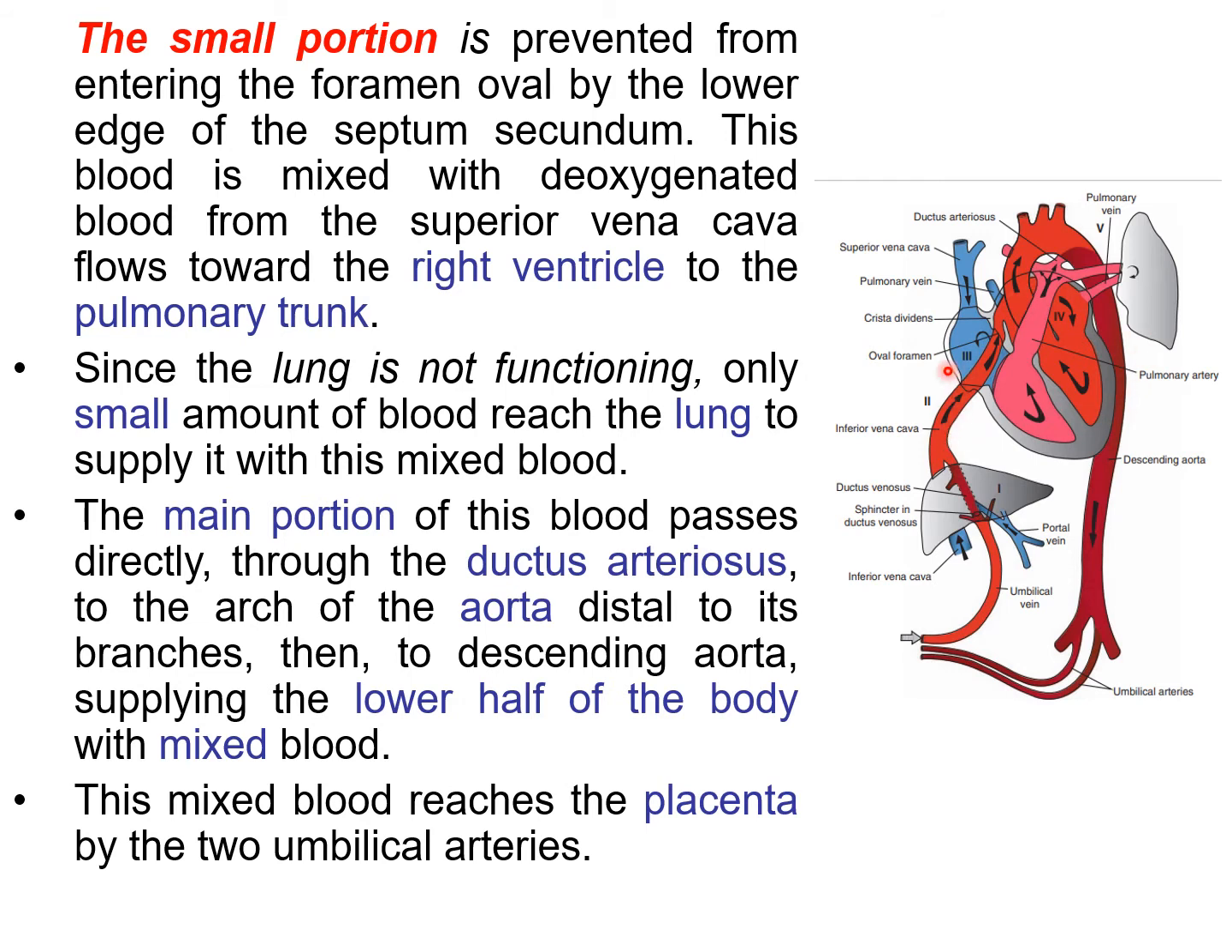So the lung is not functional at birth, only a small amount of blood reaches the lungs. We have discussed this point. The main portion of the blood passes directly through the ductus arteriosus to the arch of the aorta, distal to the branches, to the descending aorta, supplying the lower half of the body. This mixed blood reaches the placenta ultimately through the two umbilical arteries, with an oxygen saturation of almost 58% in the umbilical artery. 58% saturation is there.